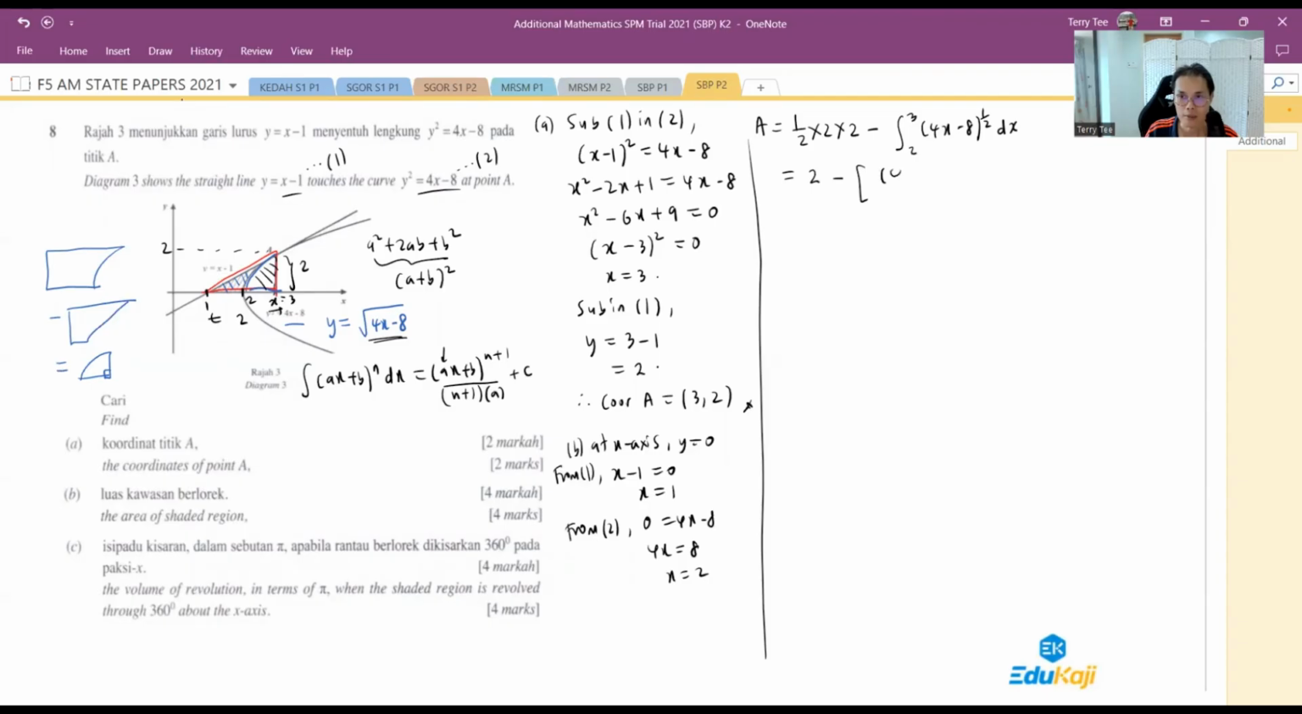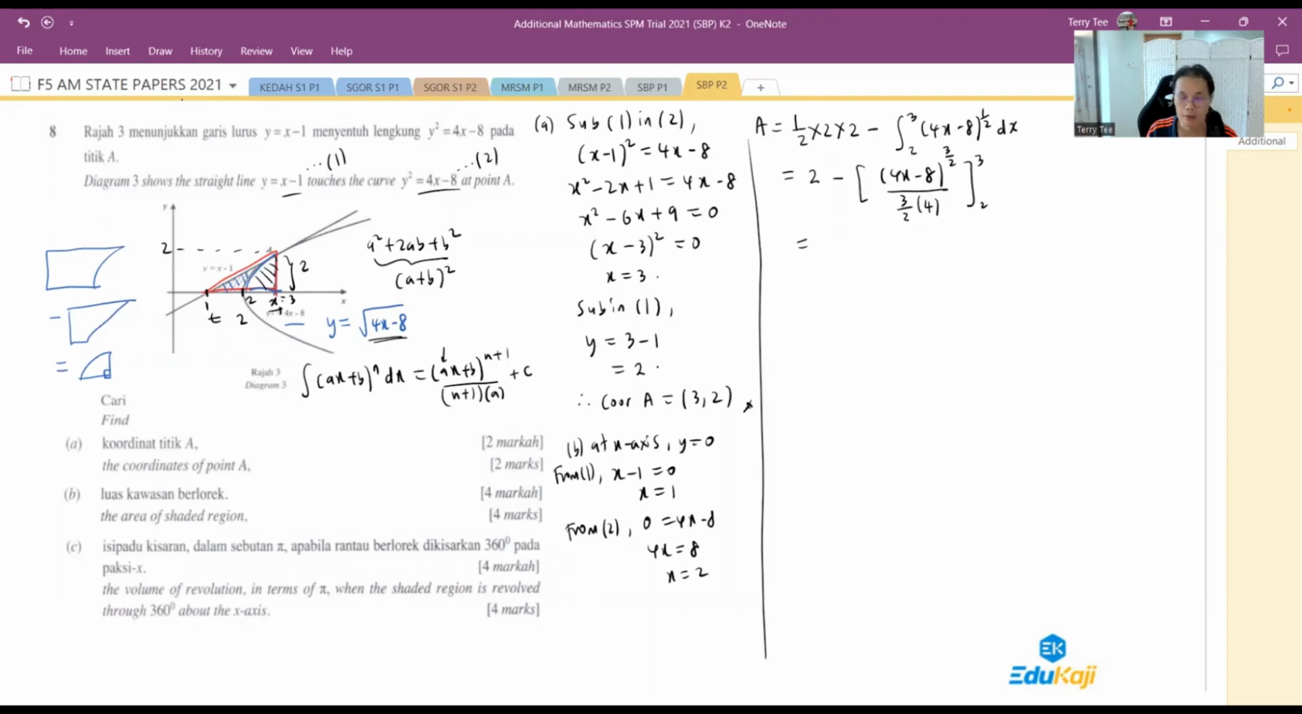So in this case, my bracket is 4x minus 8. Increase the power by 1. 1 over 2 plus 1 is 3 over 2. Divide by the increased power, 3 over 2. Differentiate inside, 4. Lower limit 2, upper limit 3. So let's simplify further.